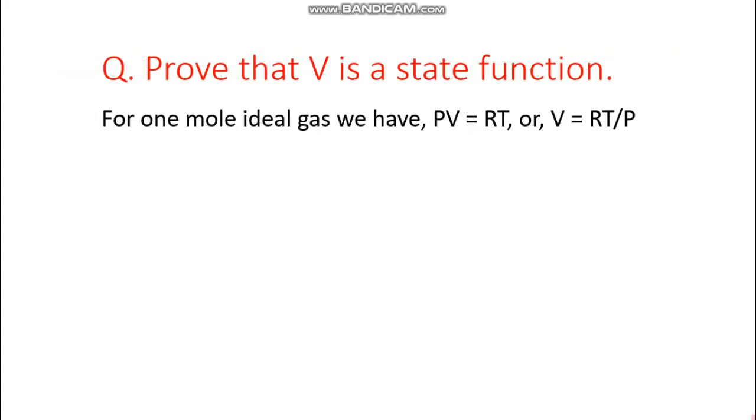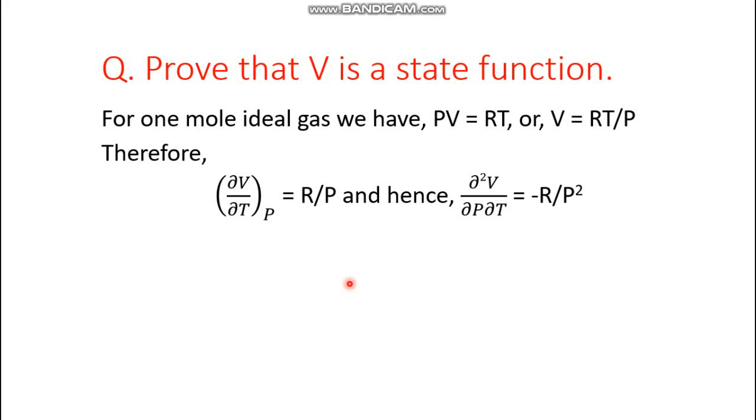And last but not least, we have to prove that V, that is volume, is a state function. So let's start with 1 mole of an ideal gas equation, PV equals RT, or V equals RT by P. Now let's differentiate V with respect to temperature at constant pressure. That produces the result R by P, and its differentiation with respect to P next produces the result minus R by P squared.